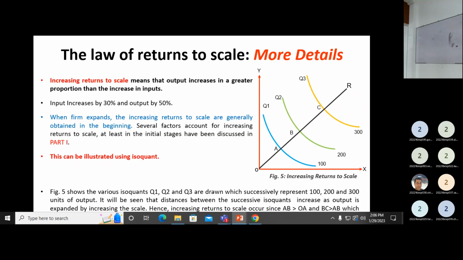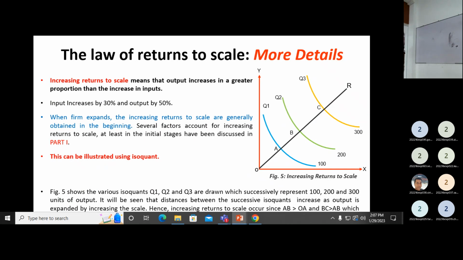Then, what is this? What do you think about the gap? Here, the difference between AB and BC, both are same or increasing? Meaning this is increasing returns to scale. So increasing returns to scale means what? If you increase your input by a percentage, your output will be more than that. That is how you illustrate it. Again, you could say increasing returns to scale means that output increases in a greater proportion than the increase in your inputs. So input increases by 30% and output will also increase by 50%.